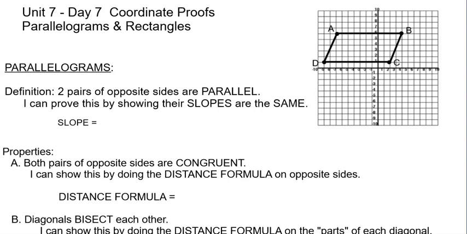So a reminder, a parallelogram has two pairs of opposite sides that are parallel. Okay? So in other words, on this drawing, AD and BC are parallel to each other, and AB and DC are parallel to each other. I can prove this by showing their slopes are the same. Now remember, slope is y minus y over x minus x. This is going to come into play later with a little shortcut I'm going to show you.